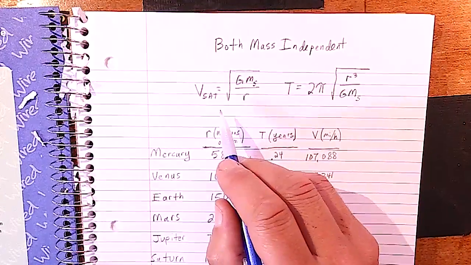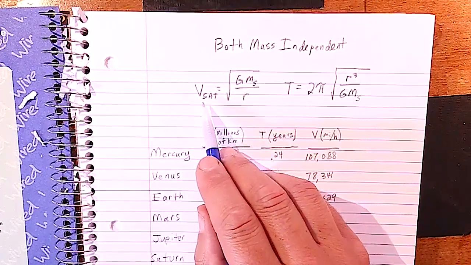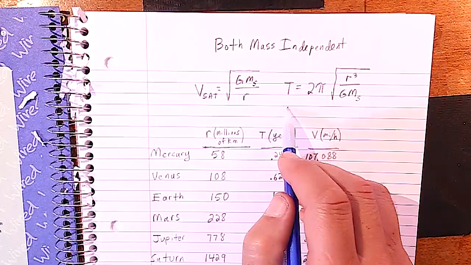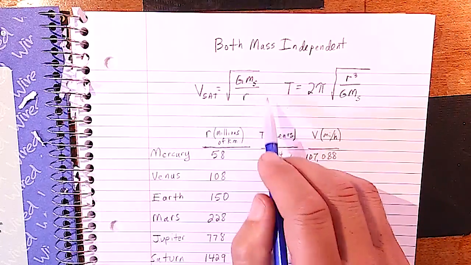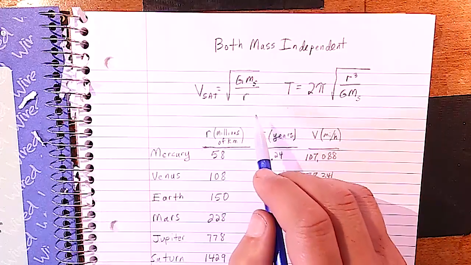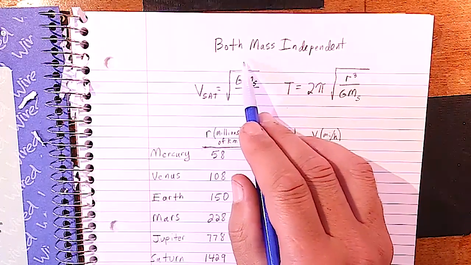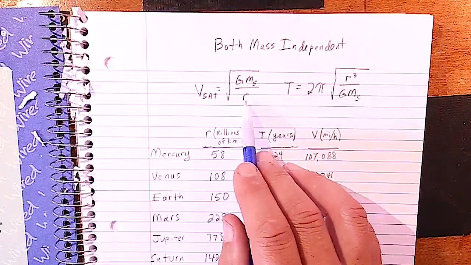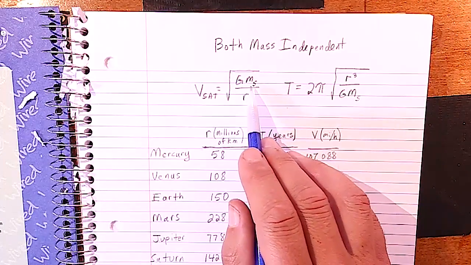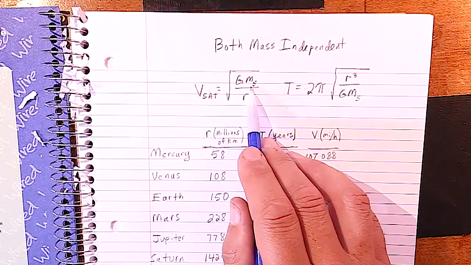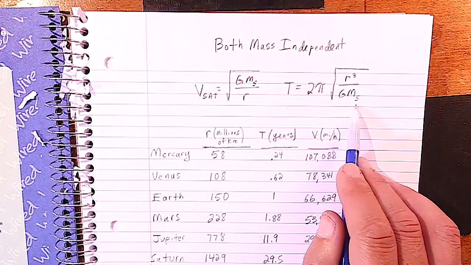So we now know how to derive the formulas for velocity of a satellite and the period of the satellite. Now, I'm going to do this for planets rotating around the sun. Notice, first of all, that the mass of the planet is not in the formula. So it's only the mass of the thing that it's orbiting around. So in this case, it's the mass of the sun.